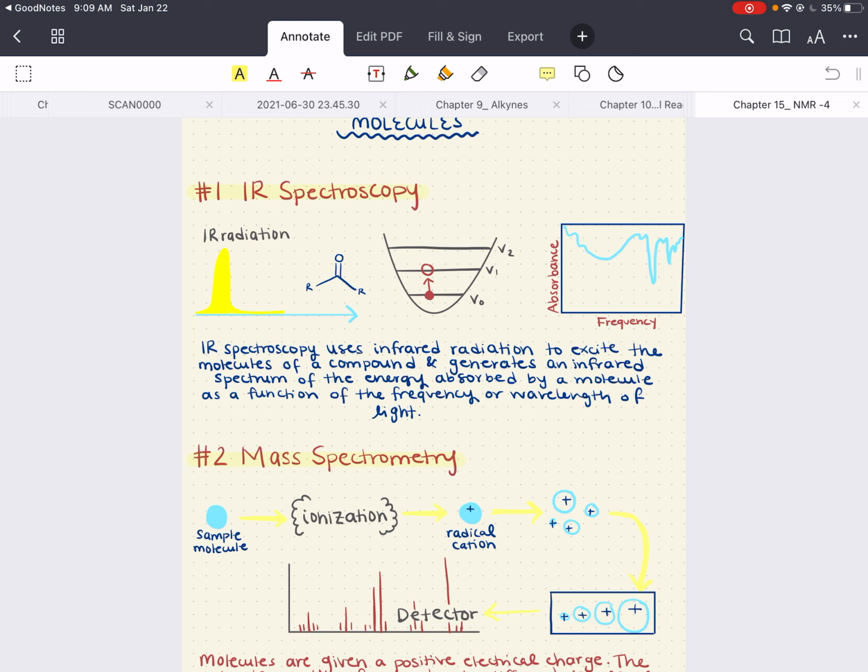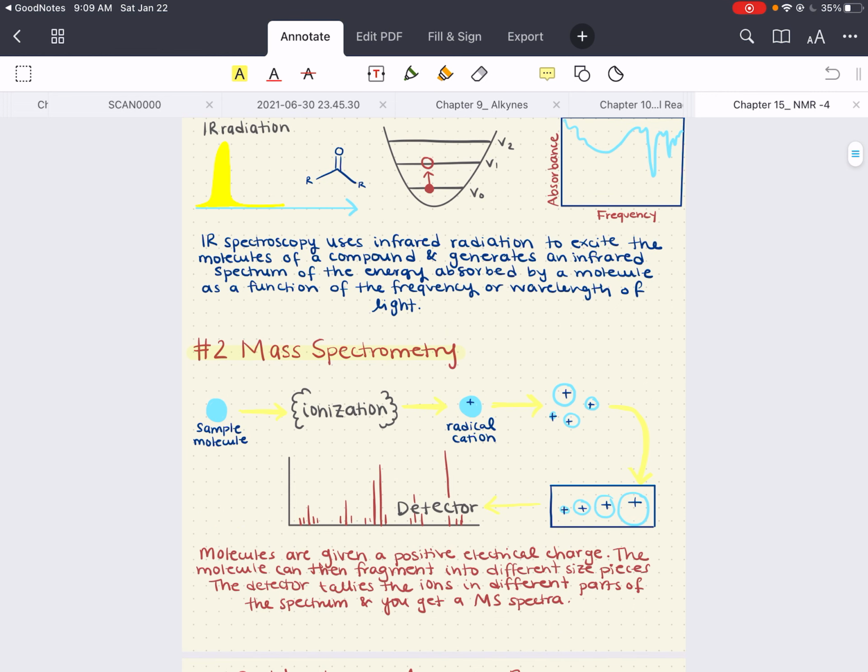Next, we talked about mass spectrometry. Molecules are given a positive electrical charge because an electron is deflected through ionization. The molecule then fragments into different size pieces, and the detector tallies the ions in different parts of the spectrum, and you get this mass spectrum.